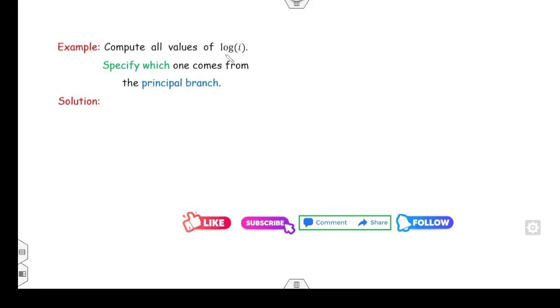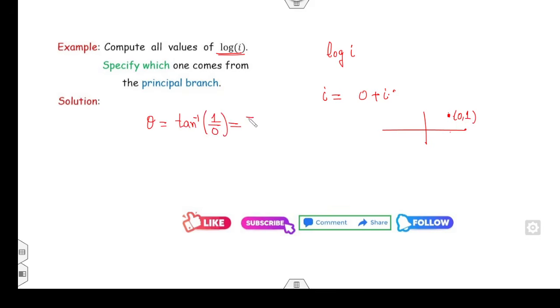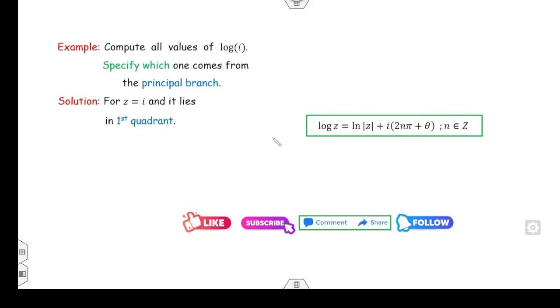Look at the next one. Compute all values of the log of iota. Fine. So in which quadrant does iota lie? I can write it as 0 plus iota, that lies in the first quadrant. x is equal to 0, y is equal to 1. So first find theta: tan inverse y over x, that will be tan inverse infinity. When is the value of tan infinity? At pi by 2. Fine. And what is the mod of z? Your z was 0 plus iota, and the mod of z will be root of 0 plus 1, which is 1.